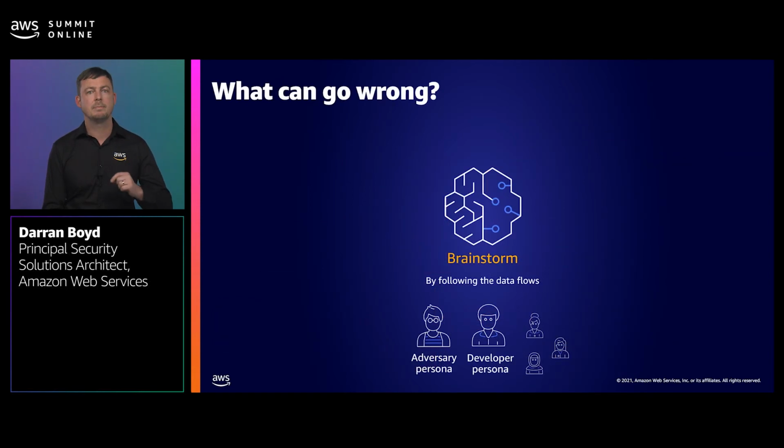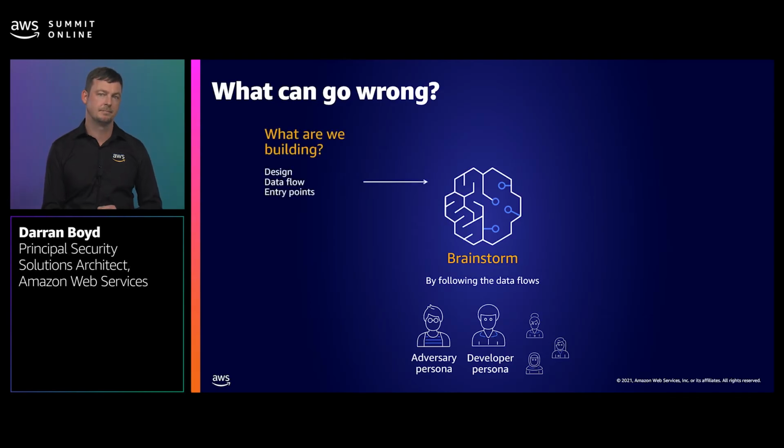Now that we know what we're building this sprint, we need to go to the next question. What can go wrong? The very first thing to note is that there is no canonical list of what can go wrong. It requires brainstorming and collaboration between all of the individuals in our team and our various personas. The prominent personas in what can go wrong are the adversary persona and the developer persona. We'll be taking inputs based on what we created the diagram for, which are, what are we building this sprint, which includes our design, data flows, and entry points.